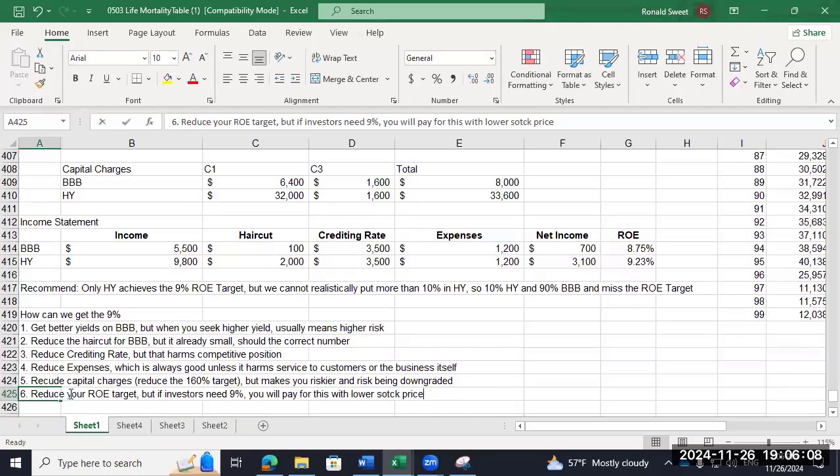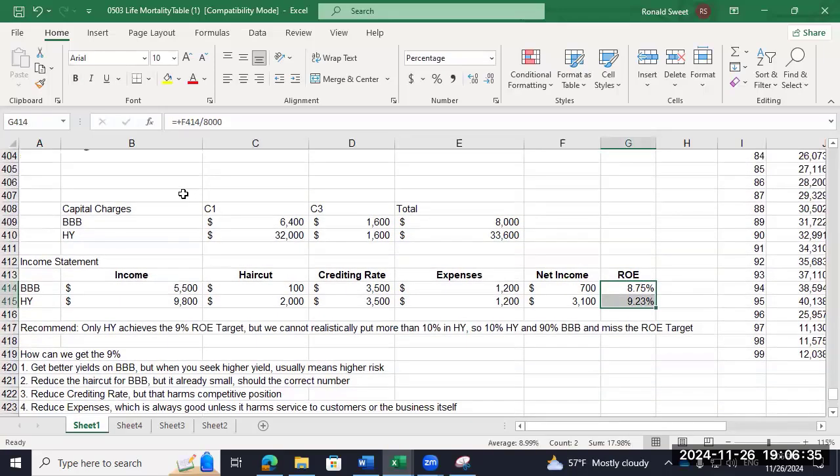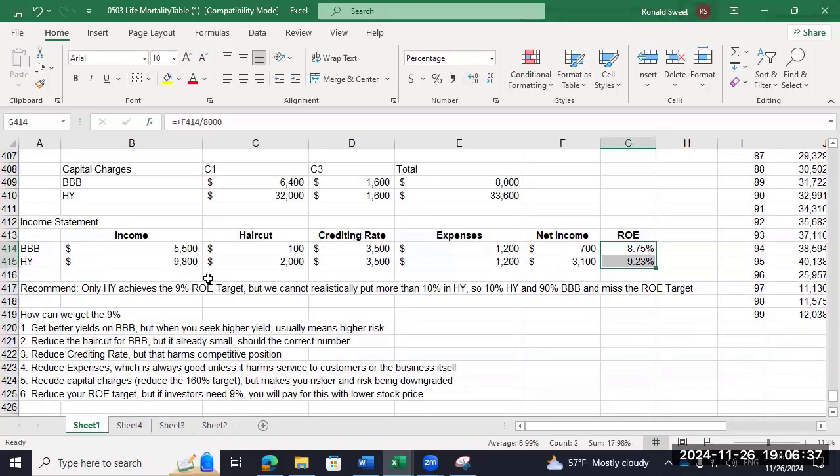So go back to notes. I think I probably did it better the first time. I'll probably do it a little different each time. I think we even tried to come up with a mnemonic the last time. I can't remember, but essentially you just go right across: income, higher interest rate, haircut, lower haircut, doesn't make sense. Crediting rate, less competitive. Expenses, always do it unless it harms the business. ROE has two pieces, your denominator, the E part of it, and then your target, the 9% target. You talk about each one of those.